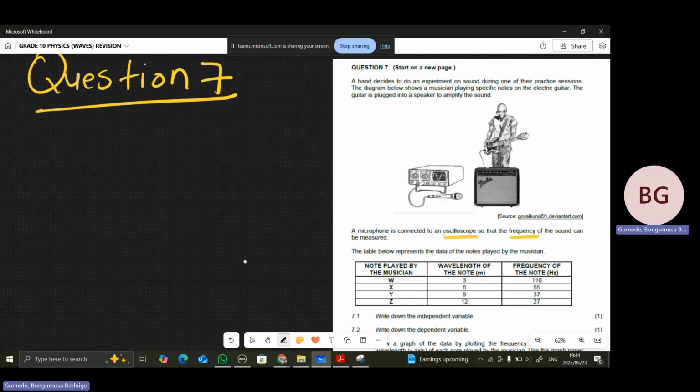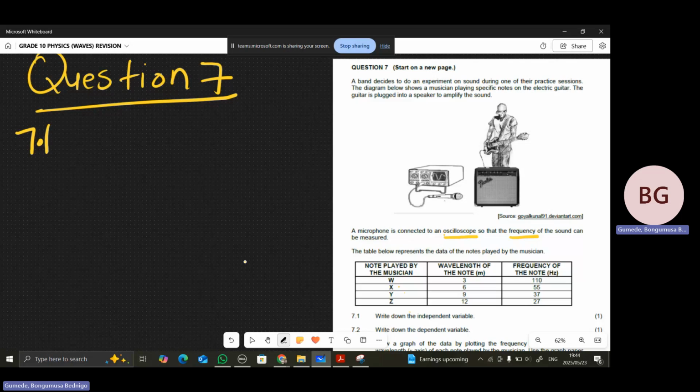And then we have a table here. We have different notes, note W, X, Y, and Z, that were played. Remember, when we are playing a note, the note is not dependent on anything. It's just the way the musician plays. Basically, it depends on the musician. But whatever the oscilloscope is going to display depends on the type of note that was played. Basically, the wavelength and frequency all depend on the type of note, but the note itself is all about the skill of the musician.